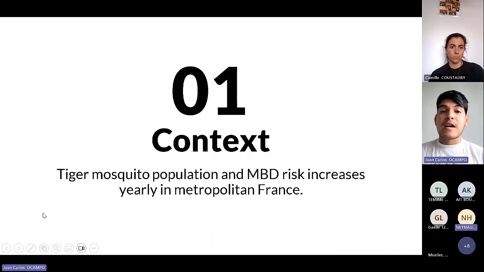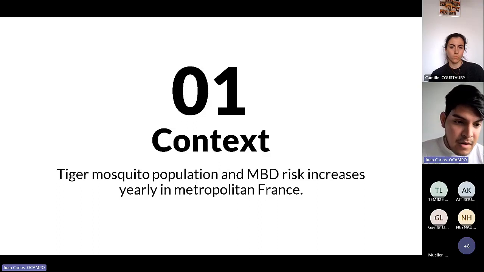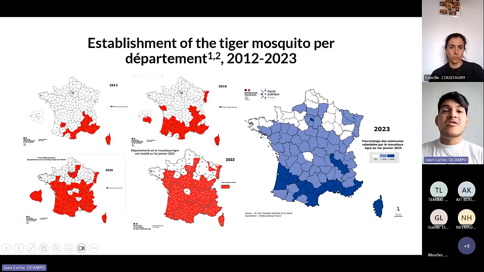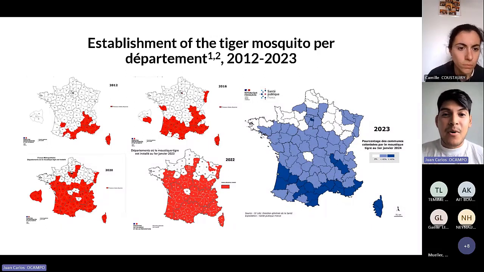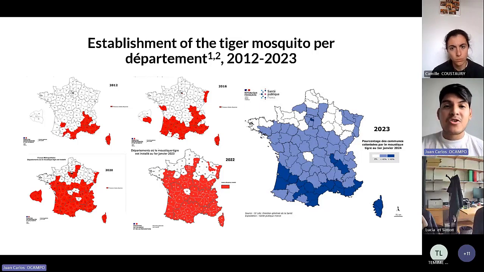So let me start with the context. Tiger mosquito population and MBD risk increases yearly in metropolitan France. Here is some very interesting data. First, let's talk about mosquito populations. The establishment of the tiger mosquito per department in metropolitan France has been going on for many years. These are just the maps from 2012 all the way to 2023.